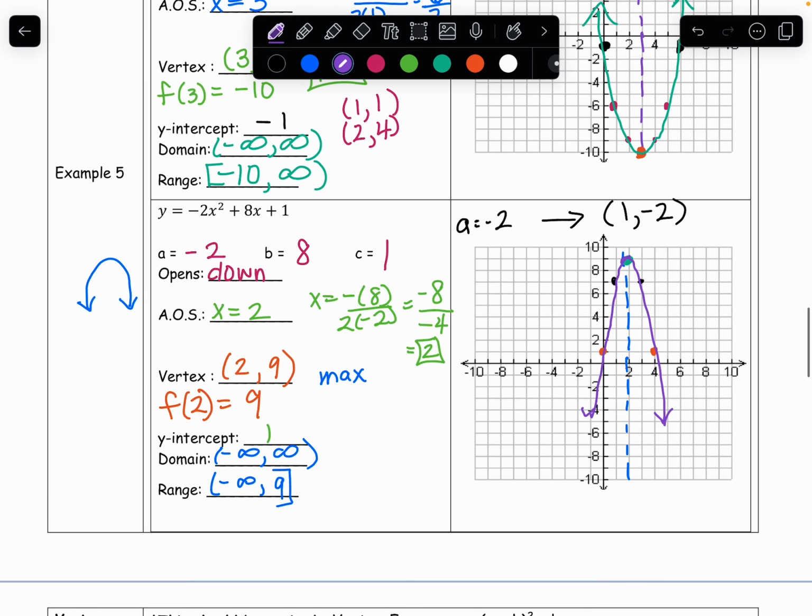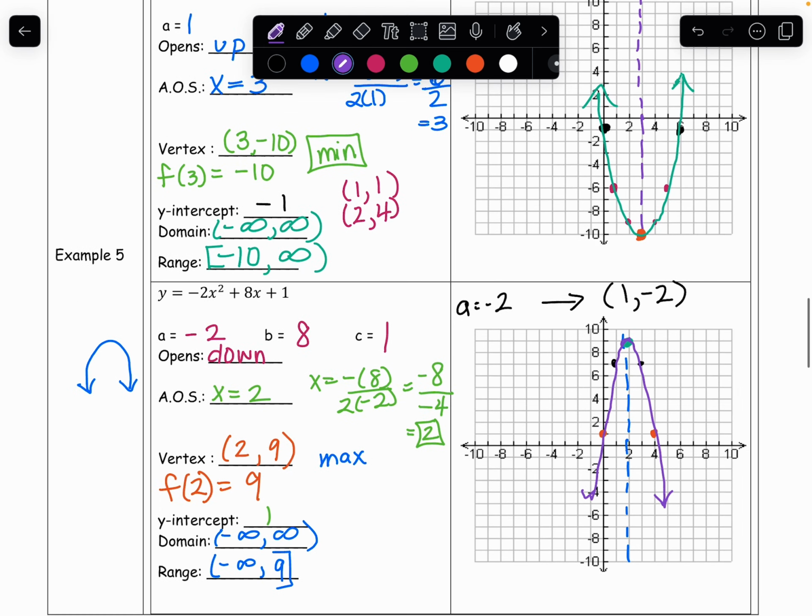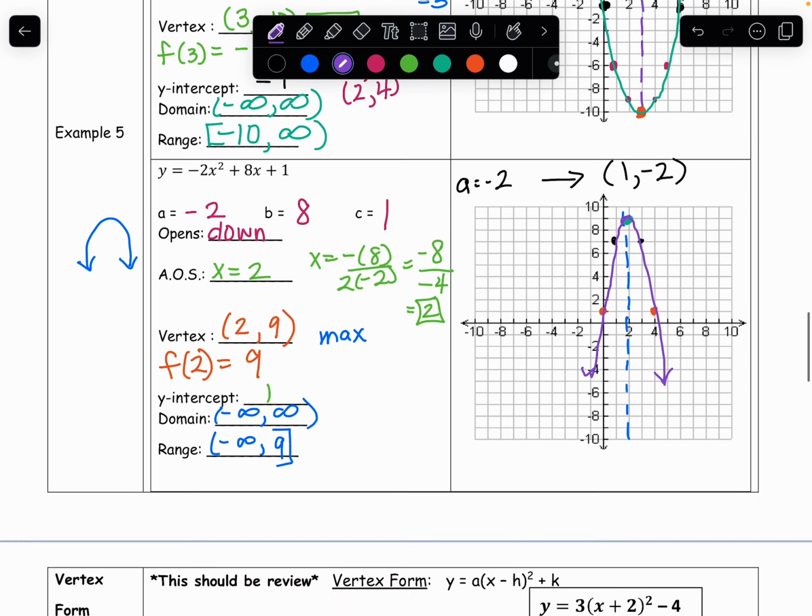So that's standard form. Okay, so standard form gives you your c value. And you can find your axis of symmetry and your vertex by using that formula, x equals negative b all over 2a.